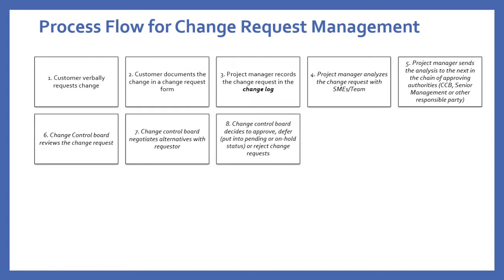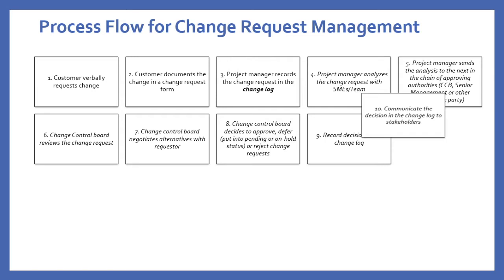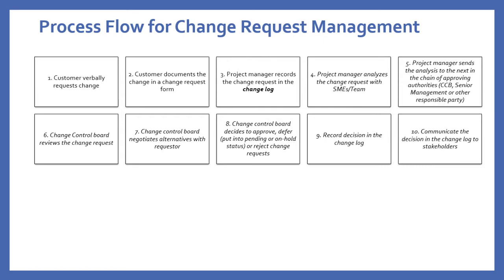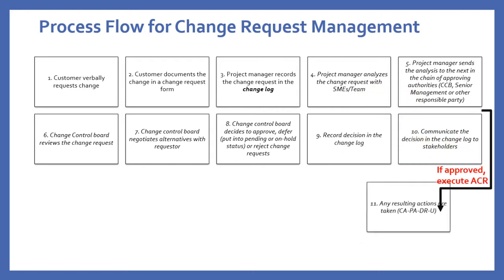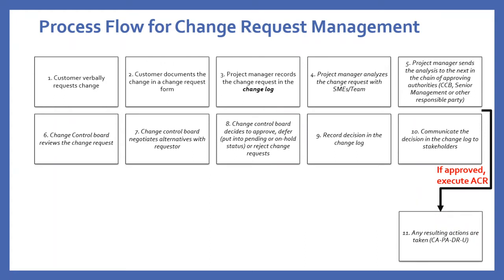Number 8, change control board decides to approve, defer, or put into pending or on hold status, or reject the change request. The next step is to record the decision in the change log and communicate the decision in the change log to stakeholders. After that is done, if it is an approval, execute the approved change request. That will go to the direct and manage project work process. So any resulting actions taken are going to be CAPADRU. You heard me talk about that. Corrective action, preventive action, defect repair, or updates.